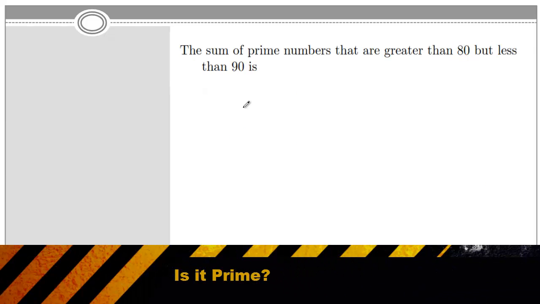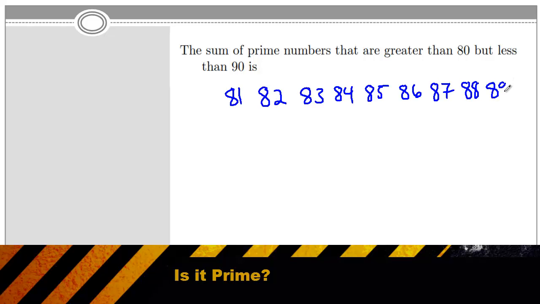In this problem, we're being asked to add all of the prime numbers between 80 and 90. So our potential candidates are 81, 82, all the way down to 89. Right away, we can eliminate all of our even numbers because we know they're divisible by 2. And we can get rid of 85 because we know that is divisible by 5. The last tool I have is the rule of 3. I can take 81 and I can add 8 plus 1, and that equals 9, which is a multiple of 3, so I know 81 is not prime.